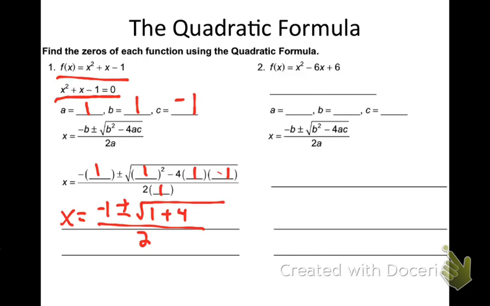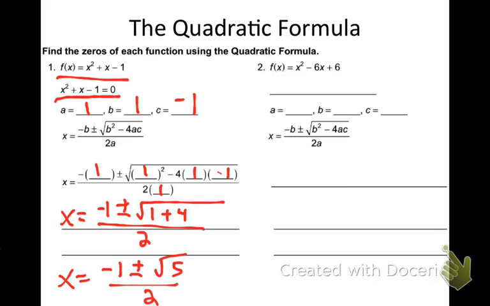And then I just simplify what's underneath my radical. X equals -1 plus or minus 1 plus 4 gives me the square root of 5, all over 2. Now I'm at this step right here.